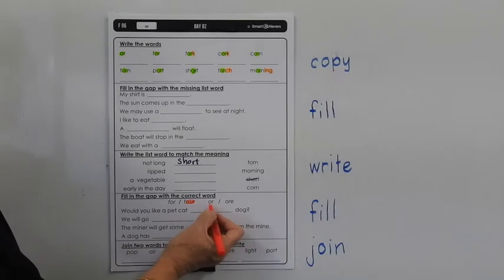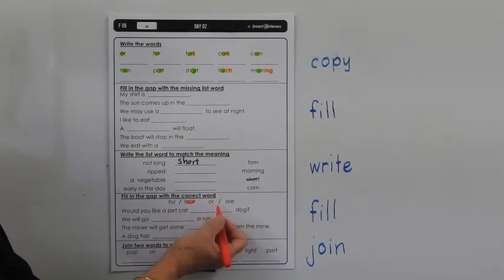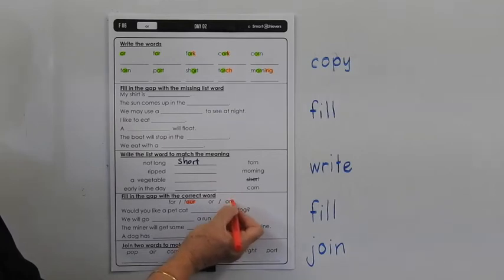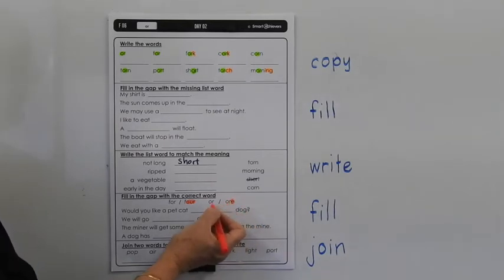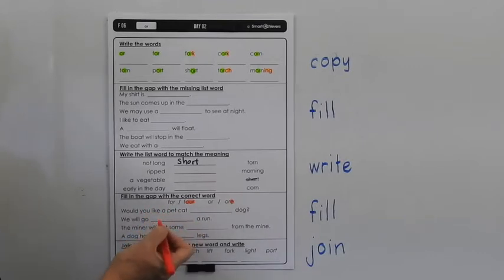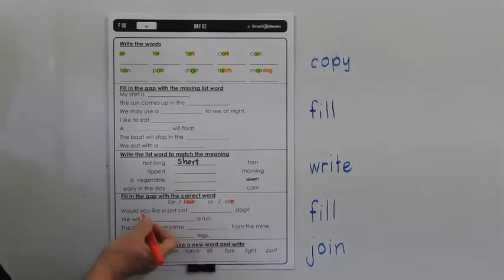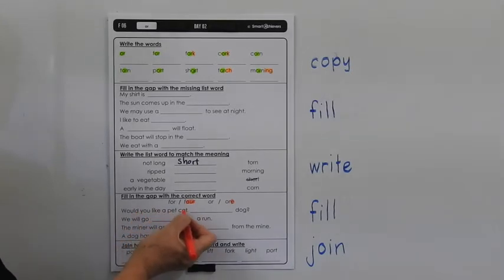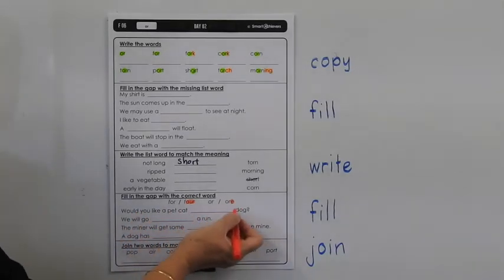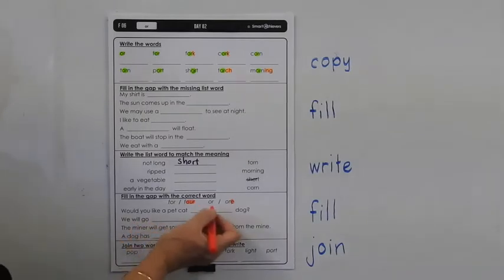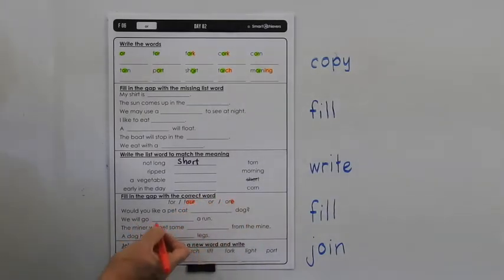This or, it would be used to say, which would you prefer? Would you like a lolly or an ice cream? This ore means a mineral that we take out of the ground. So we spell it differently by putting an E on the end to show that it means something different from this word. So you have to work out which word is used in each of these sentences. Would you like a pet cat or dog? So you'd have to work out which or to put in there.